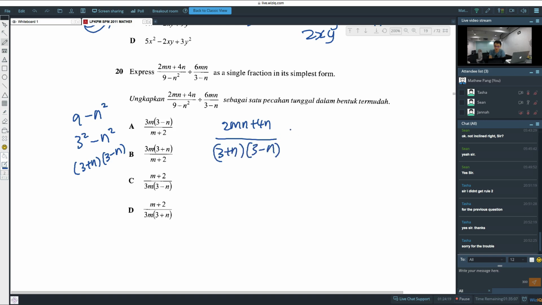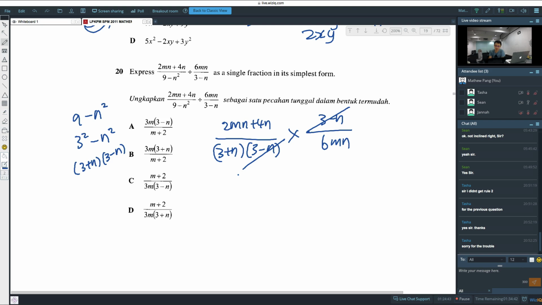Why do I want to do that? Because later this division becomes multiplication, you have to flip over. Then you can simplify. 3 minus m and 3 minus n, you can simplify. And then what else can we do? Then we have to simplify this one.